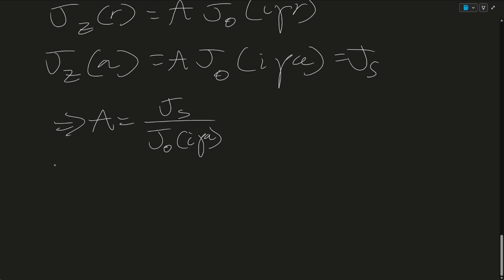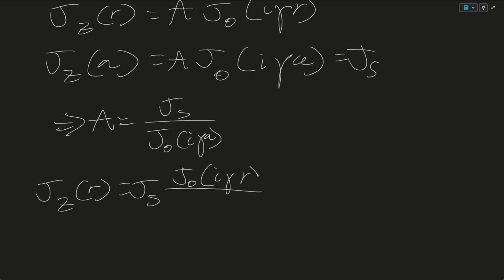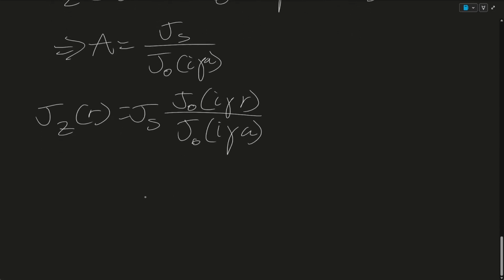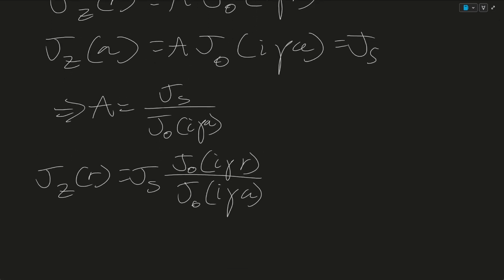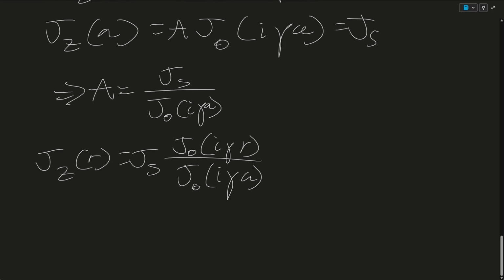And we can substitute this back to give an exact distribution. So Jz of r is equal to Js times a fraction, J0 of i gamma r over J0 of i gamma a. So this is pretty good. This is our distribution where Js is the current density at the surface.